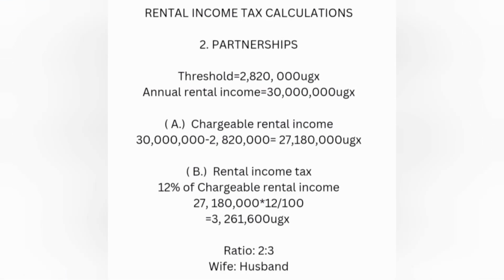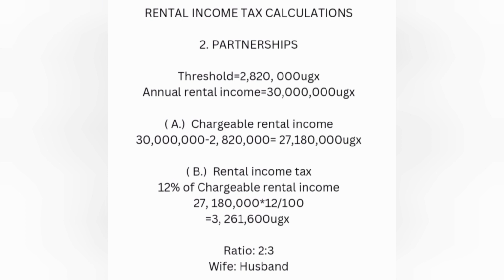So let's look at the second category, which is the calculation of the rental income tax for the partnership category. Because partnerships are individuals, not entities that are registered or company organizations, it takes the same process as the individual category, but only up to a certain stage. So number 2, we are looking at partnership. As you can see in this example, the threshold still remains the same. It's a constant for individuals, like I told you. So here it will still remain 2,820,000.